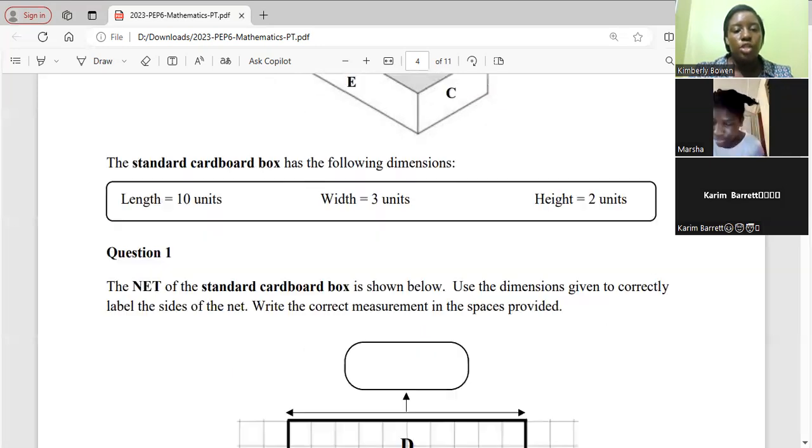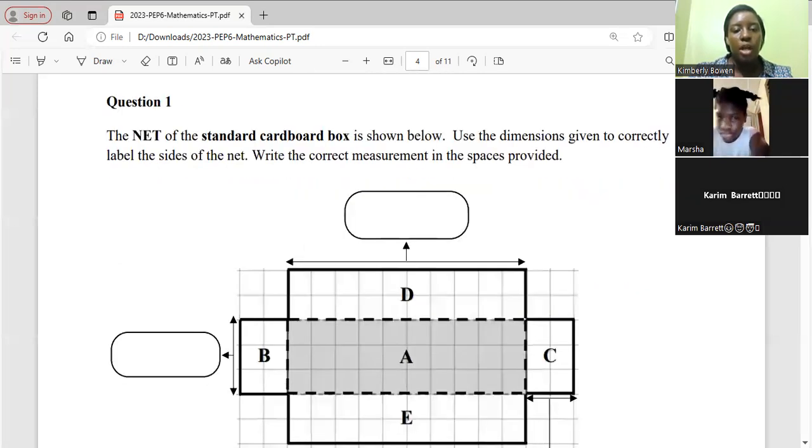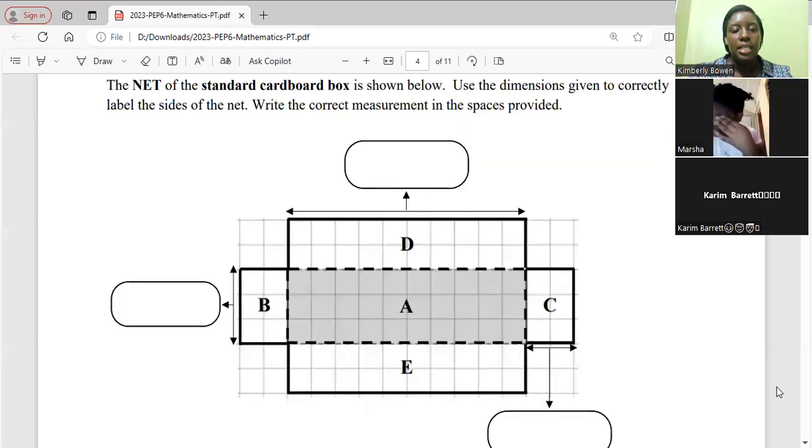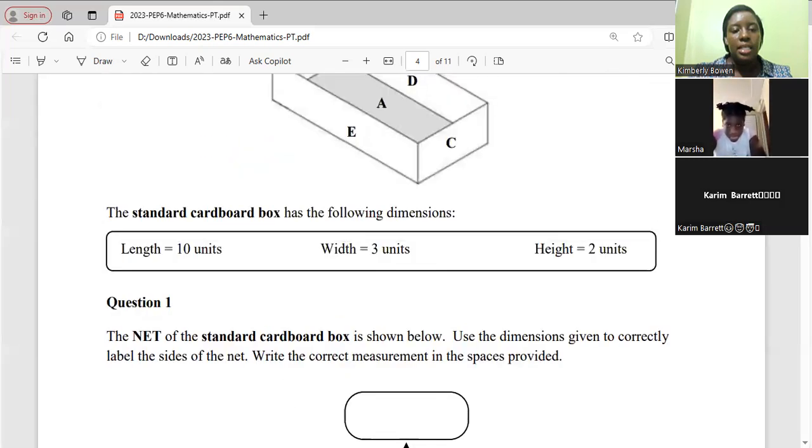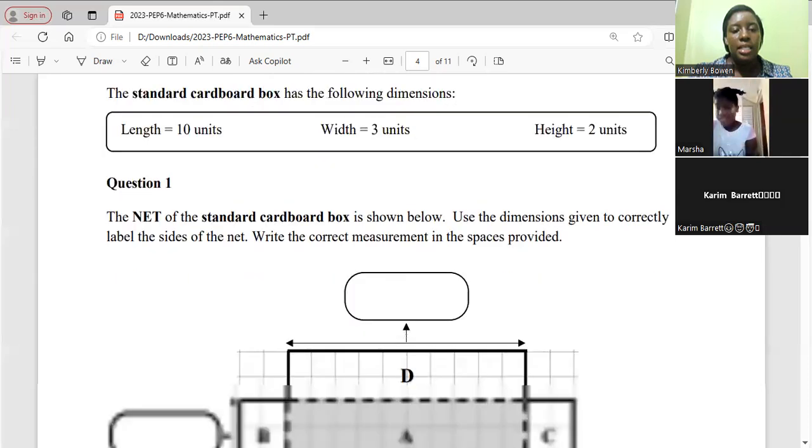Question one shows the net of the standard cardboard box, and we should use the dimension given to correctly label the size of the net and write the correct measurements in the spaces provided. So here we can look back up at the figure that was given initially for the dimension. Let me scroll back up to it. The length is 10 units, the width is 3 units, and the height is 2 units.